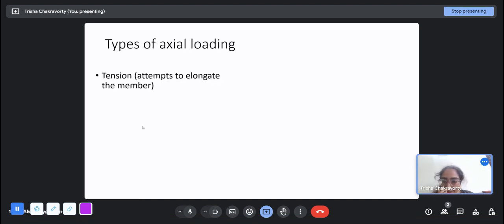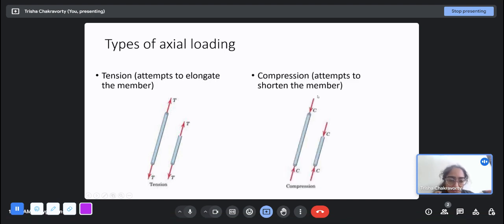Types of axial loading are tension and compression. Tension attempts to elongate the member. Tension acts like this. In a member, tension acts away from the member in both directions, and compression works towards the member in both directions. So compression attempts to shorten the member, tension attempts to elongate the member, and these are the two types of axial loading that we will encounter in trusses.